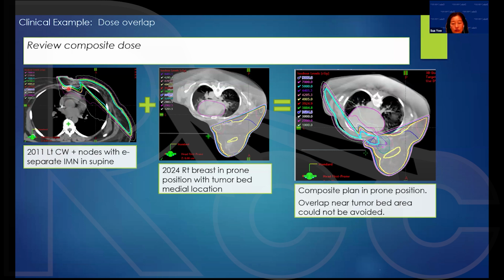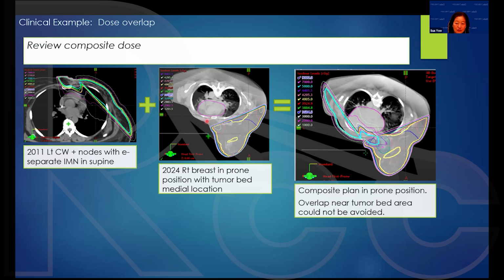And after you register, you dump the beam, and when you look at it, you look based on the current CT. Old CT, don't worry about it. As far as you register correctly, you dump the beam and you overlay the dose and check where is the overlap. Overlap occurred, but that was near the tumor bed. So for this specific patient, physicians still decided to treat this full prone breast.